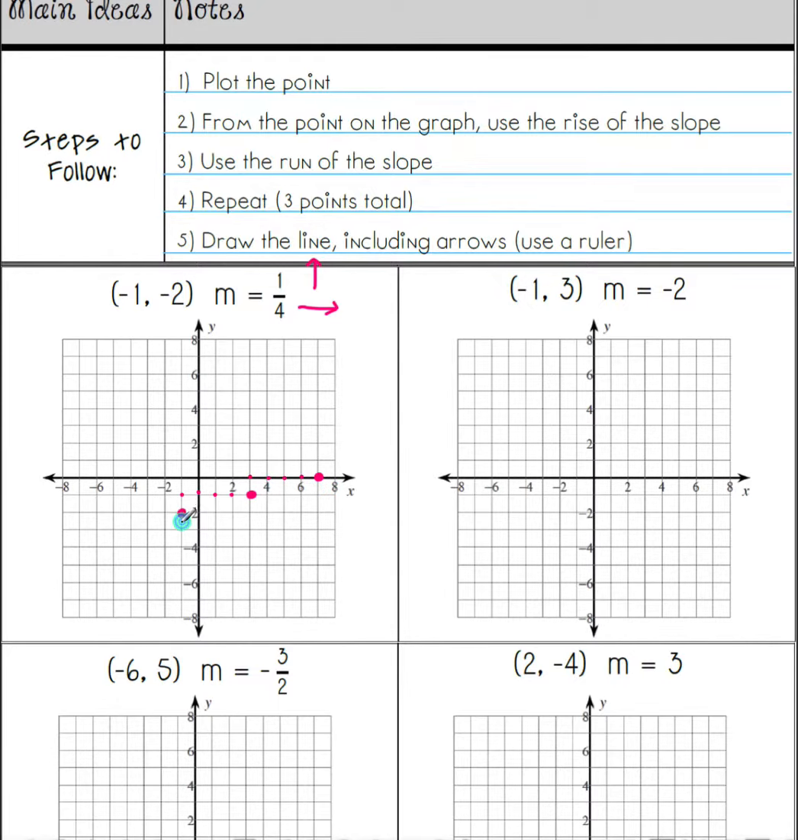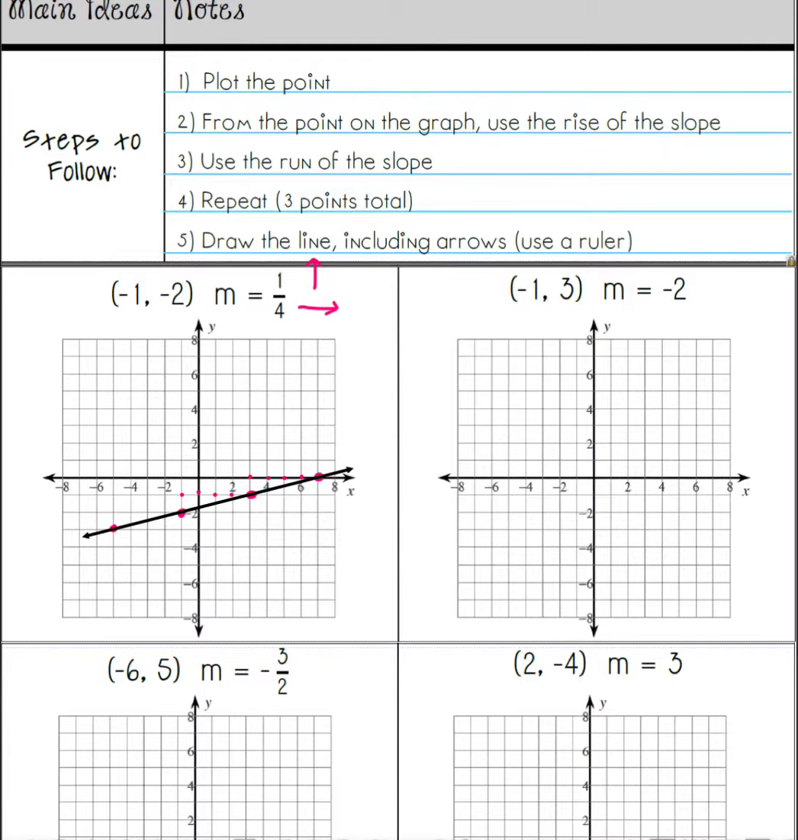Another thing to keep in mind is you can also reverse. So if you're running out of room on your graph on one side, instead of going up 1, you can go down 1 and go to the left 4. So if I were to do that, I would go down 1 and over 4 this way, and I could have another point on the graph. Make sure that you have accurate points and that you draw a straight line using a ruler. And then put arrows on the end of your line because this line goes on forever.